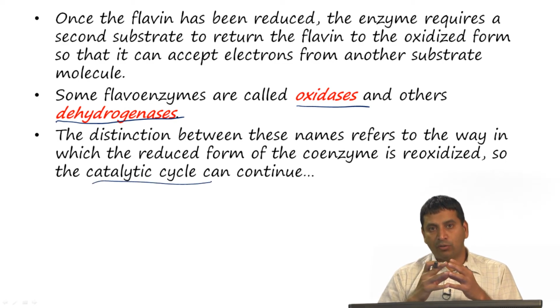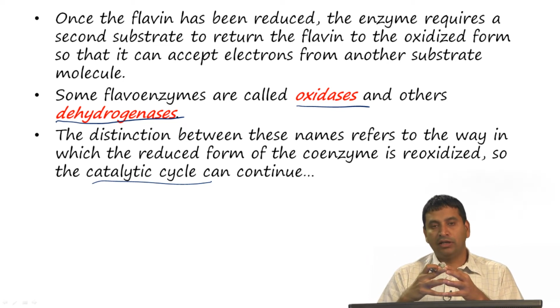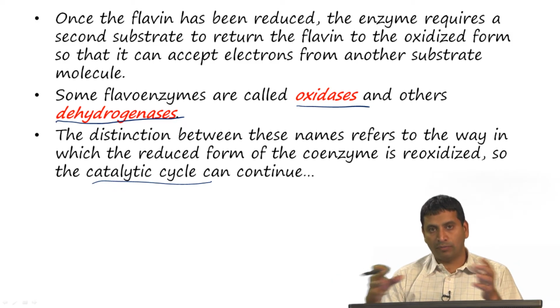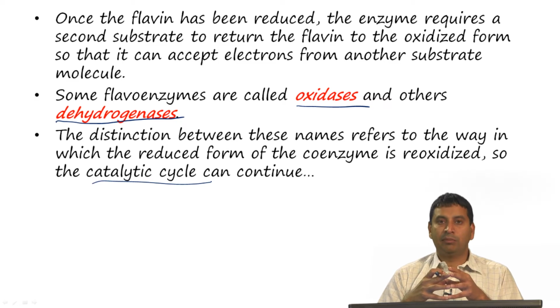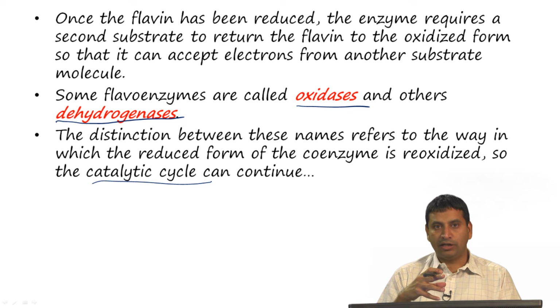And keep in mind that we looked at the entire 3 redox forms of flavine, and this is a reversible process, and so flavine can get oxidized as well as reduced. And so, the mechanism by which this occurs is what we are going to look at very briefly in the next few minutes. But depending on how it goes back to the oxidized form, it is called an oxidase or a dehydrogenase.